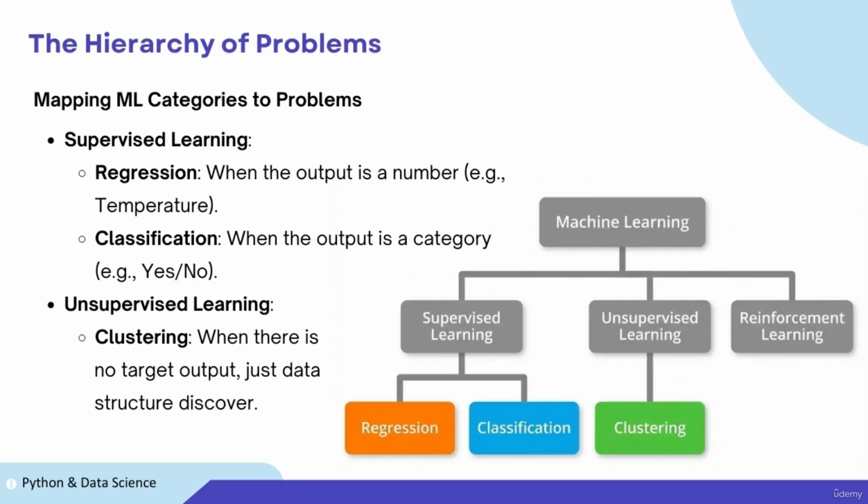Let's map these to the hierarchy we established previously. Please look at the tree diagram on the screen. On the left, under supervised learning, we have two branches. If you are teaching the computer to predict a specific quantity, like temperature, that is regression. If you are teaching it to pick a label, like yes or no, that is classification. On the right, under unsupervised learning, we have clustering. Here, there is no target label. We are simply asking the computer to look at the raw structure of the data and organize it for us.